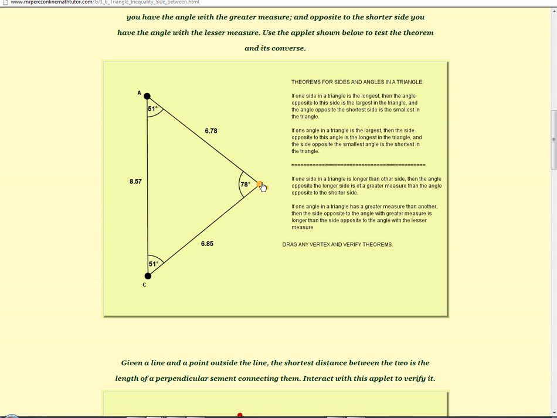If I made both of these 6 point, oh, they're not the same. How come? That was kind of odd. There we go. It's right there. 6.85 and 6.85. So now notice that still the biggest angle has to be the one opposite the 8.57, which it is. But the other two are just going to be congruent because it's isosceles. But the relationship still holds, right?